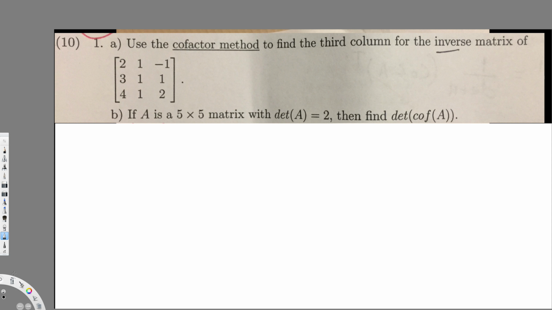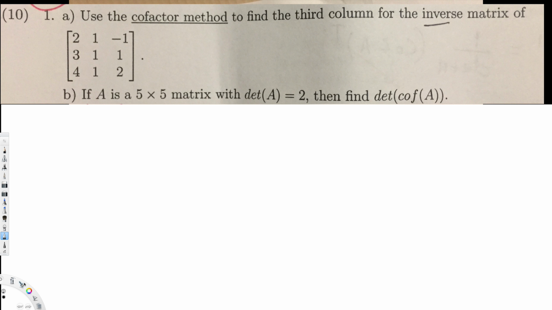What's going on, guys? The question is asking, use the cofactor method to find the third column for the inverse matrix of 2 1 minus 1 3 1 1 4 1 2. If A is a 5 by 5 matrix with determinant of 2, then find the determinant of cofactor A.